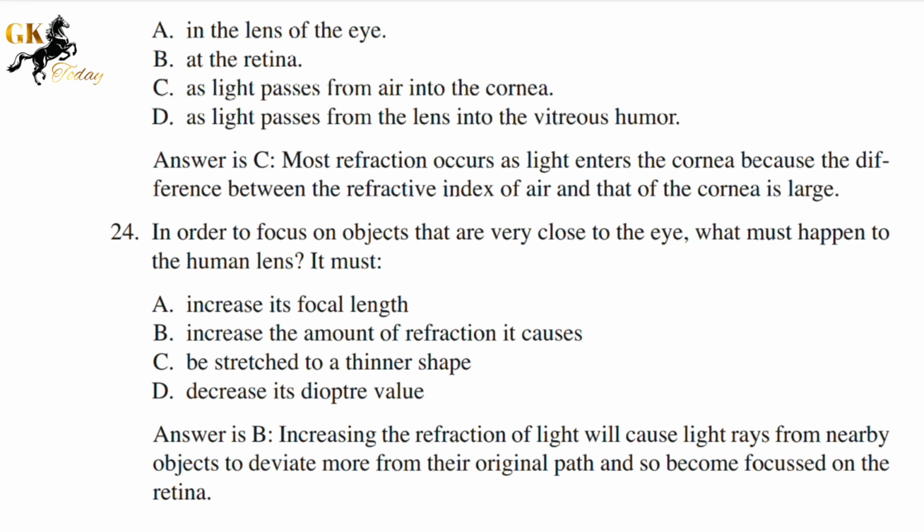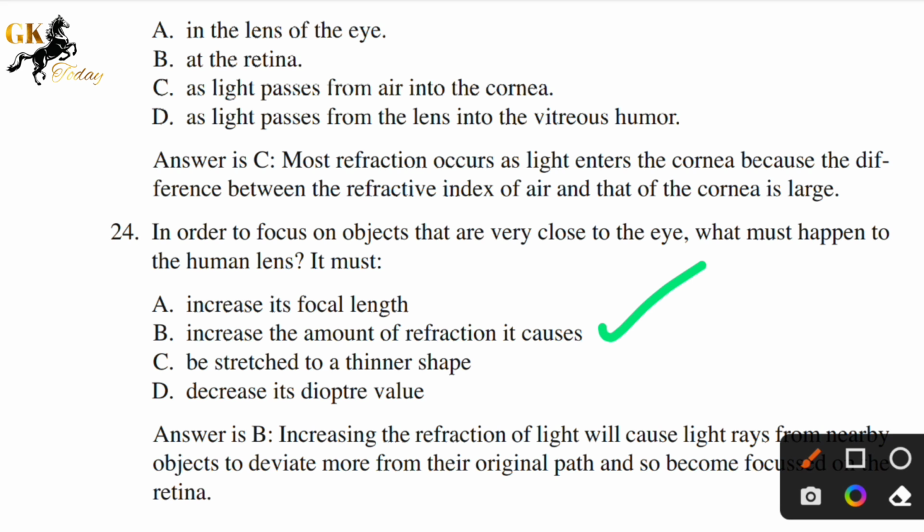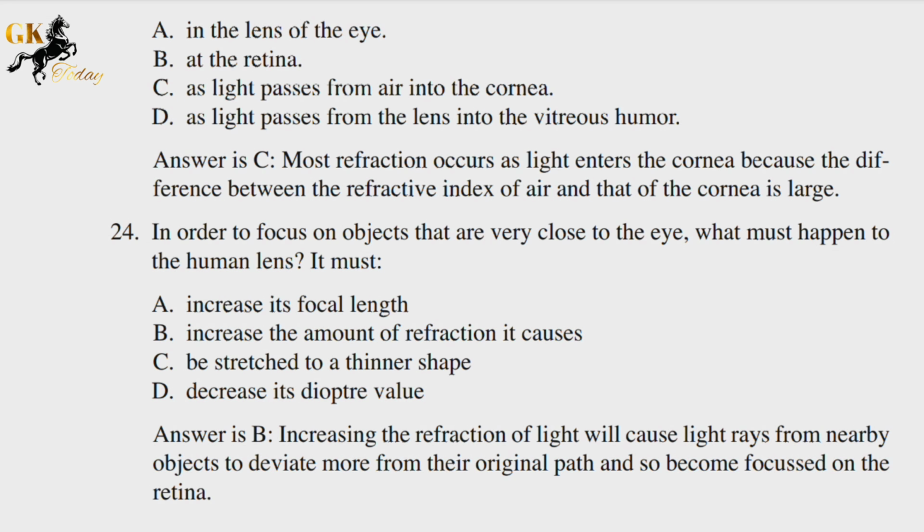In order to focus on objects that are very close to the eye, what must happen to the human lens? It must increase its focal length. It must increase the amount of refraction it causes. Option B. Increase the amount of refraction it causes.